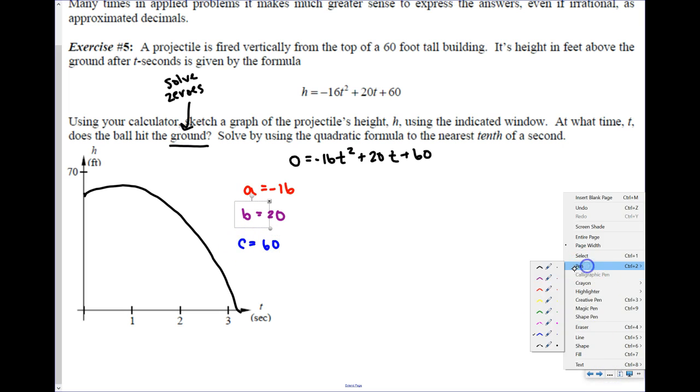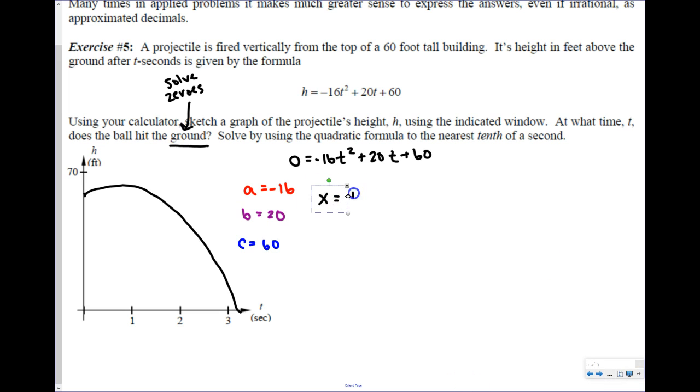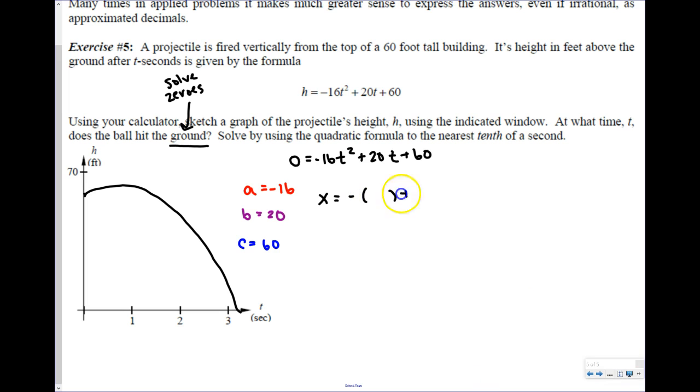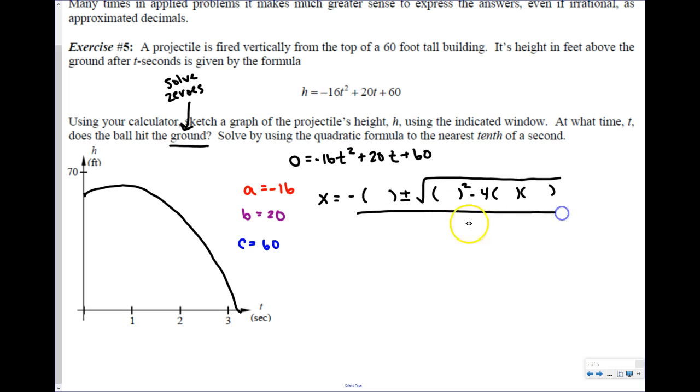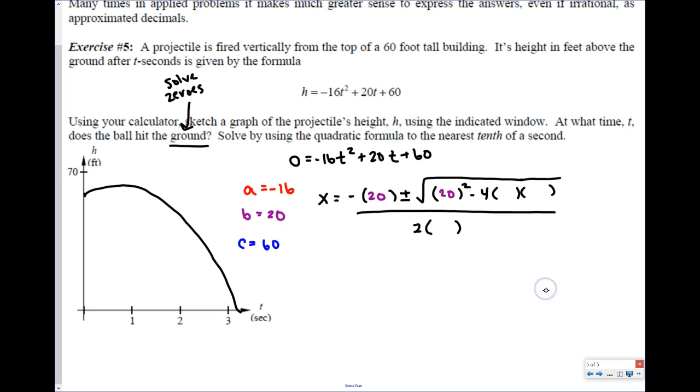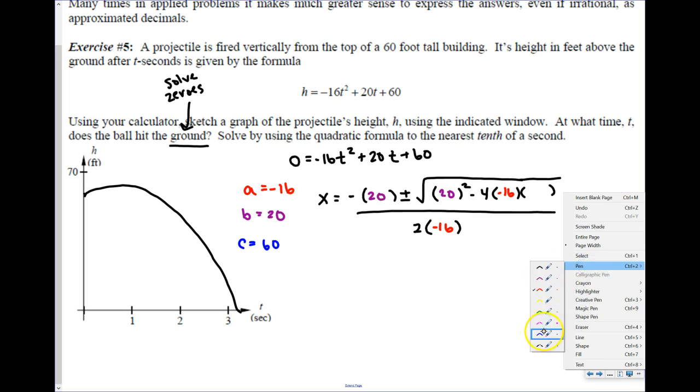And now I'm going to plug them into my quadratic formula. So x equals negative b, so negative parentheses b, plus or minus the square root of b squared minus 4 times a times c, all over 2 times a. I'm going to plug in my a, b, and c. So first plug in your b. B is 20, so I'm going to plug in 20 here and here. Then plug in your a, negative 16 and negative 16, and then plug in your c into here to get 60.